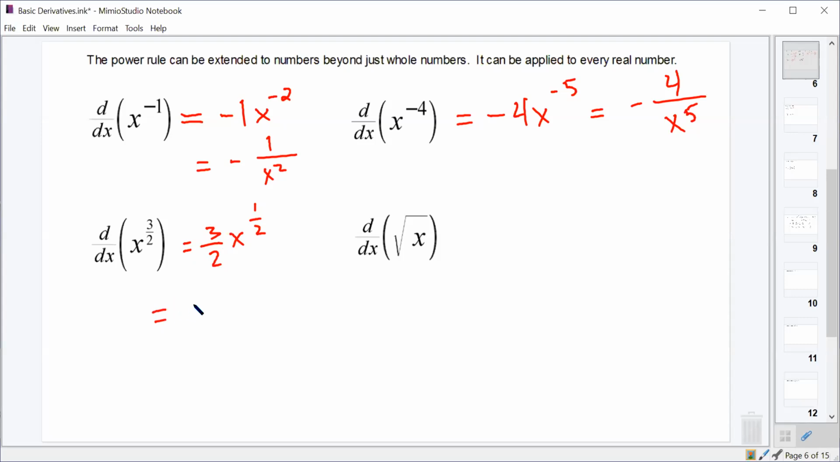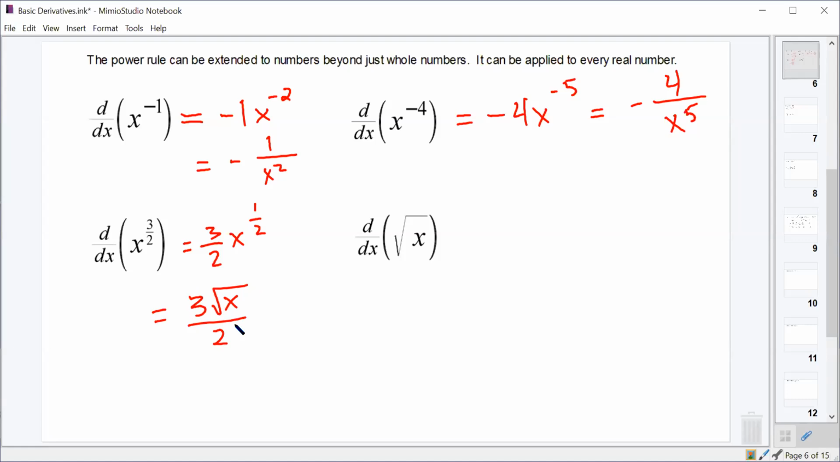So leaving it as x to the 1/2, a fractional exponent, is fine. I have no problem with that. But sometimes it might be more convenient, easier to look at, if you rewrite it this way for some context of the problem. So just be able to switch your rational exponents into roots as well.